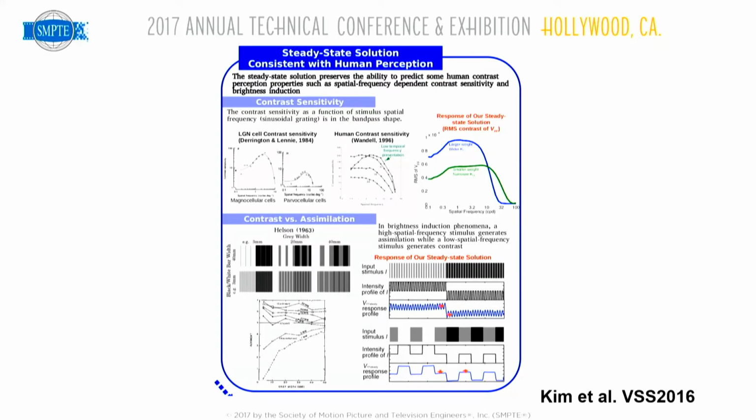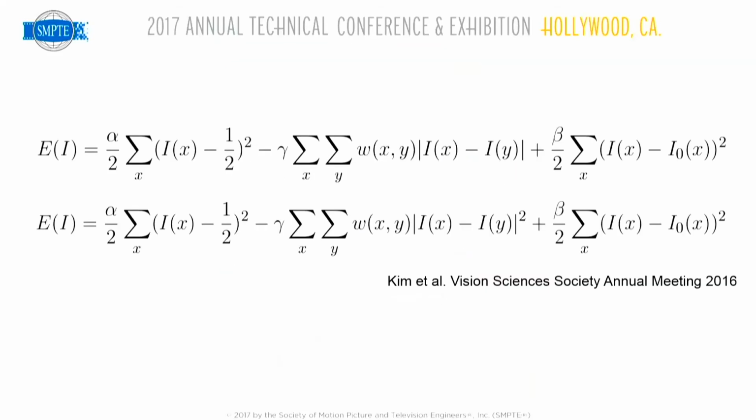But anyway, we showed last year in this work we did with Jijun Kim that the minimization of this energy functional represents a basic retinal activity model that can explain several perceptual phenomena as well, like contrast sensitivity or induction phenomena, both contrast and assimilation, just by minimizing the energy in the second row.